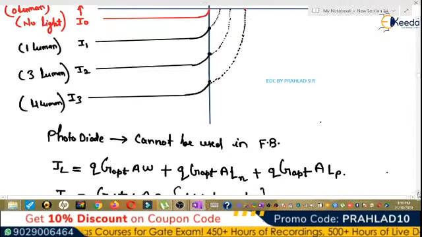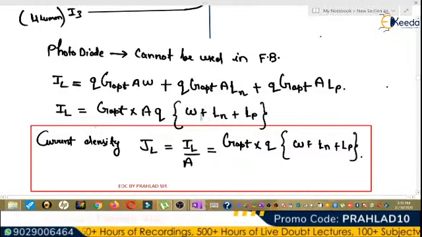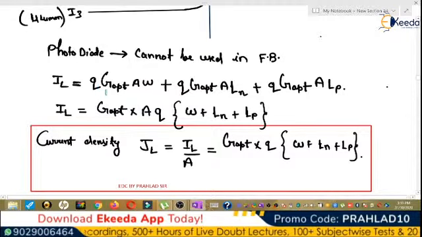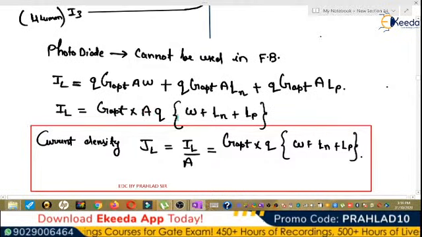So a photodiode cannot be used in forward bias. The formula of load current is Q into optical generation rate into area into width of depletion layer, plus Q into optical generation rate into area into Ln, where Ln is the diffusion length of electrons, plus Q into optical generation rate into A into LP, where LP is the diffusion length of holes. So the load current is calculated as optical generation rate into area into Q into W plus Ln plus LP.